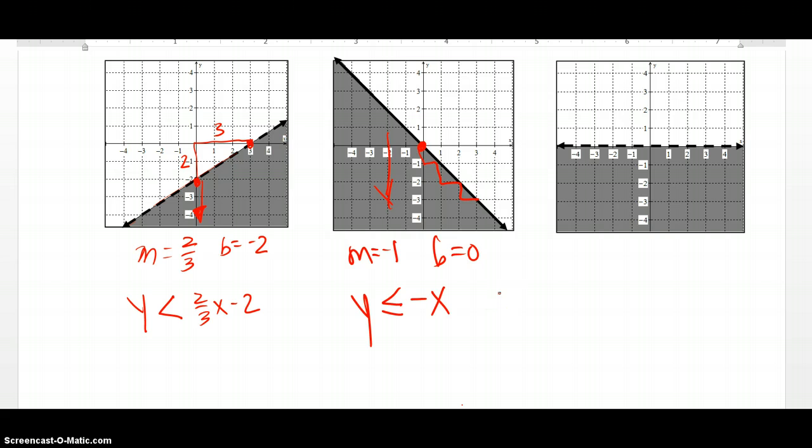Last one. This is a horizontal line, so you have a slope of 0. You just have a y-intercept, and that y-intercept happens to be 0 as well. It is dotted, so you're not going to have the or equal to part, but we are shaded below the line, so we are going to have less than. Y is less than 0.